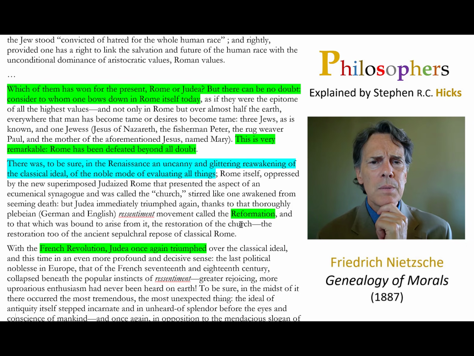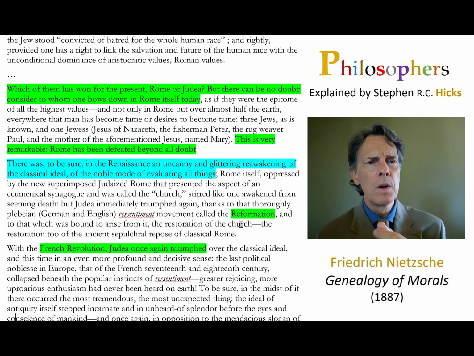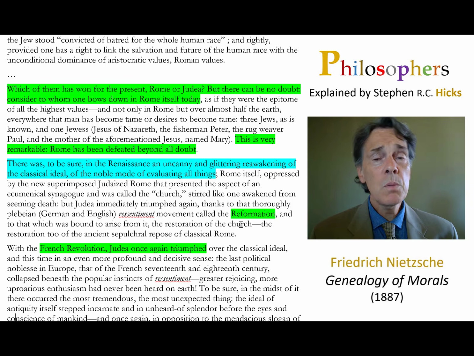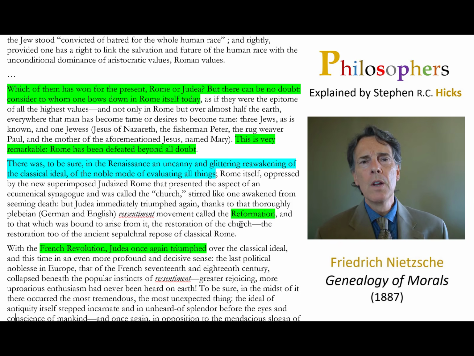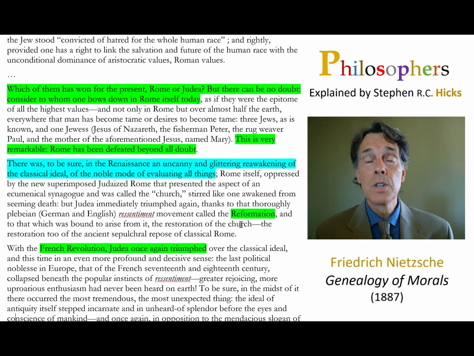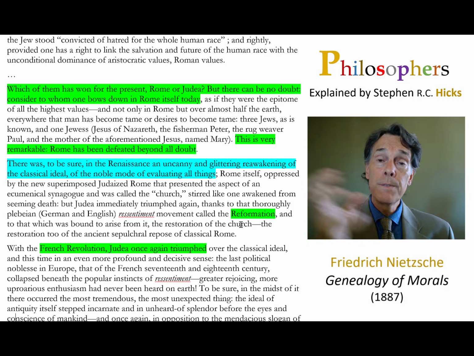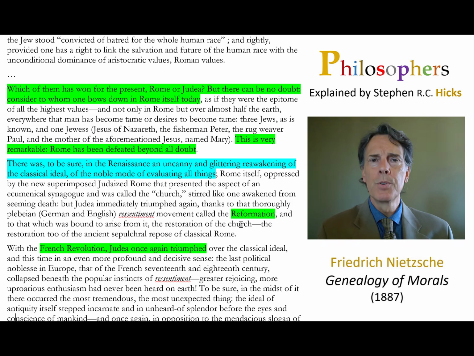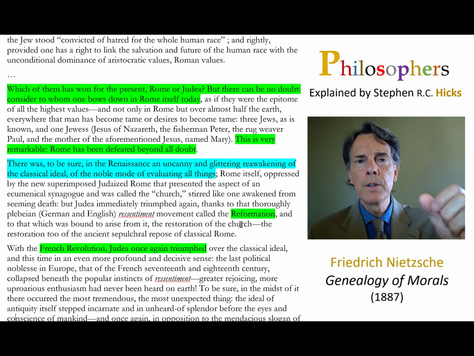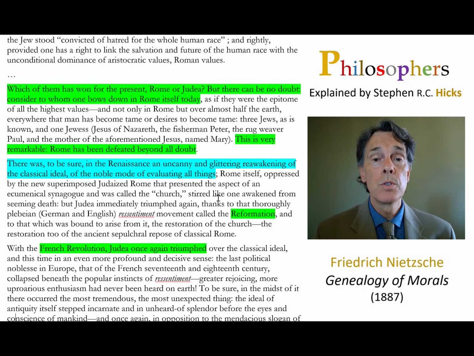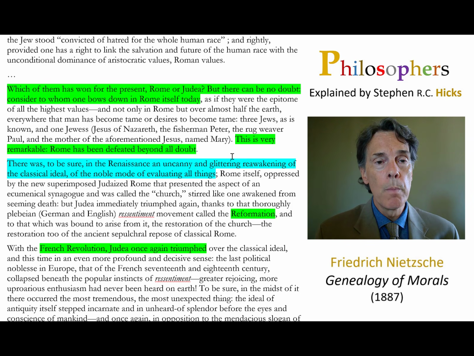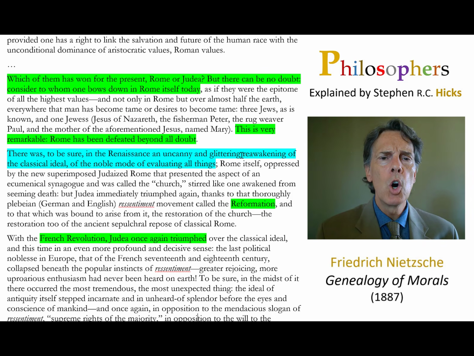And he has an interesting further symbolic point that he raises a couple of paragraphs later. Well, which one of them has won for the present, Rome or Judea? But there can be no doubt. Consider to whom one bows down in Rome itself today. And of course, Rome now is where the Vatican is, and the Vatican is the seat of the Roman Catholic Church. And so the point Nietzsche is suggesting symbolically is ultimately the Judeo-Christian tradition won. It defeated Rome, and not only did it defeat Rome, it moved its capital to Rome, and the chief of the slave morality is currently reigning in Rome, and he's the person to whom one bows down. This is very remarkable. Rome has been defeated beyond all doubt.